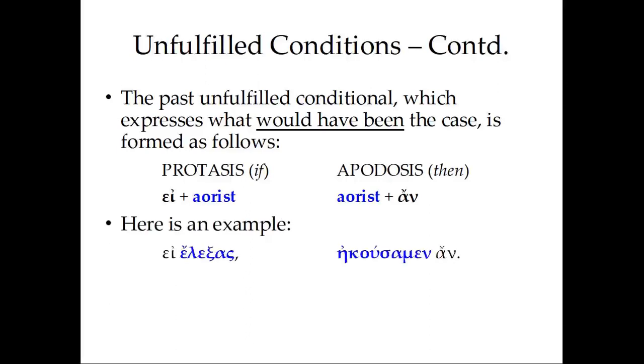Here's an example. Ei elexas, ekousamen an. So I took that same sentence and threw those imperfect verbs into the aorist, and we get if you had spoken or had been speaking, we would have listened. The implication, of course, is that this you did not speak, so this we did not listen.